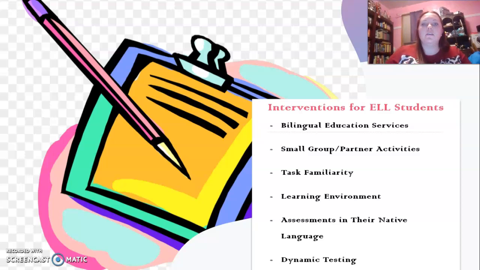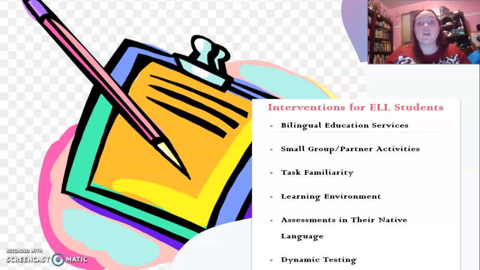So another intervention includes offering assessments in their native language. Teachers could provide the option of both or combine them. So this option allows students to feel more comfortable and more confident that they could do an assessment or reading or whatever they are trying to do.